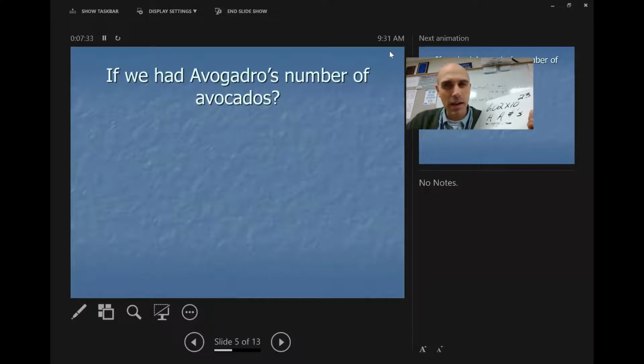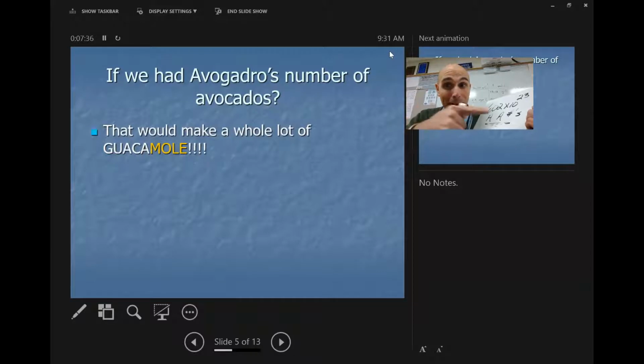You know what you can do with that many avocados? Make a whole lot of guacamole. Am I right? Mole? Get it? Mole? No? Nothing at all? Really? I think it's funny. All right, anyway, let's keep moving on.